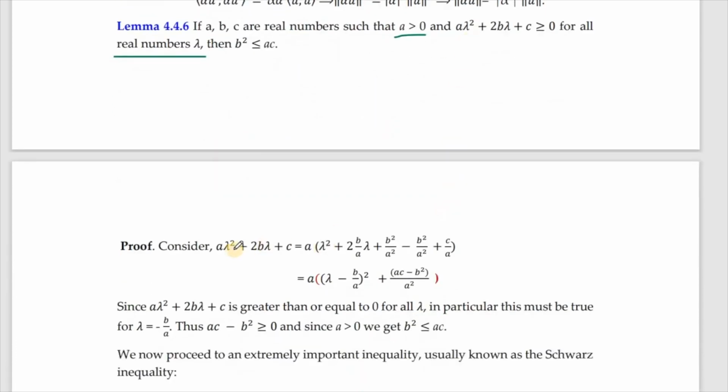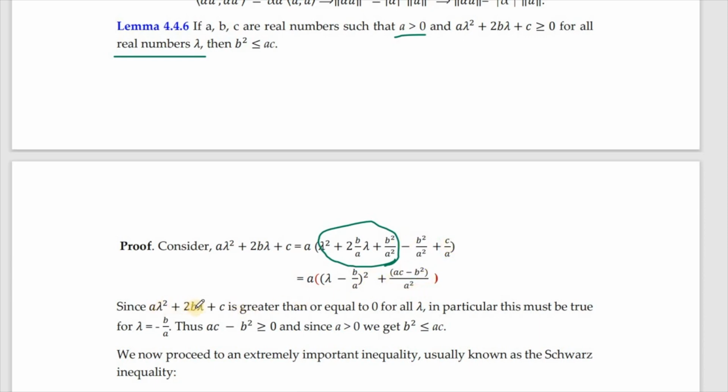Now, what is given: we consider a lambda squared plus 2b lambda plus c. We first take a out, and whatever is remaining we complete the square. When we do it, we get a times lambda plus b by a, the whole squared, plus ac minus b squared, over a. Taking the LCM, these terms together give us lambda plus b by a, the whole squared, and this one gives us ac minus b squared over a.